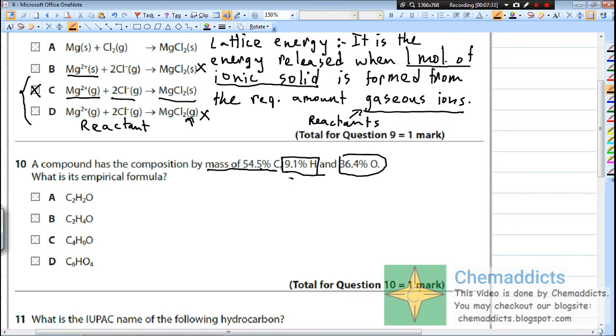So here let us write down the elements that are present in the compound, that is carbon, hydrogen and oxygen. At first let us find out the number of moles. For carbon, percentage by mass divided by molar mass. In this case 54.5% divided by the molar mass of carbon, which is 12 gram. The same goes with hydrogen, whose molar mass is 1. The same goes with oxygen. Pretty simple.